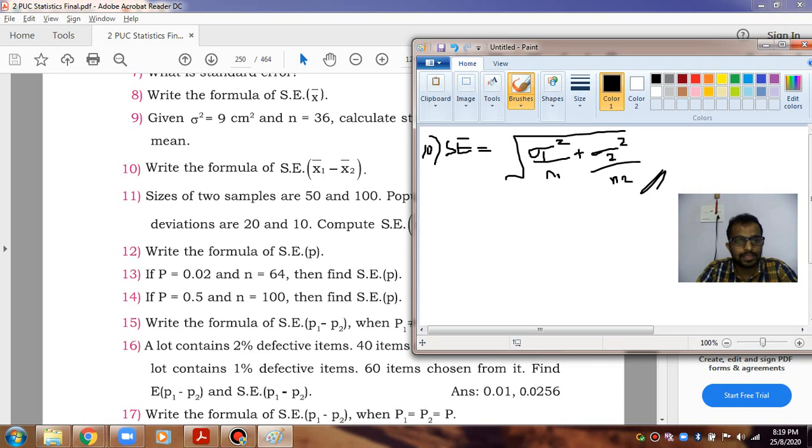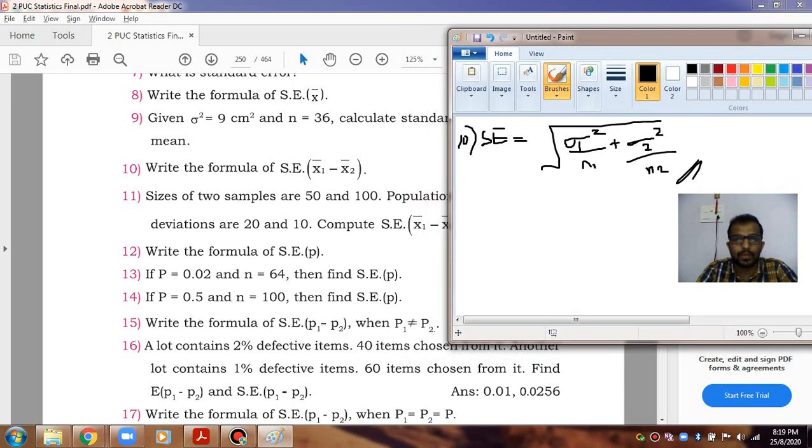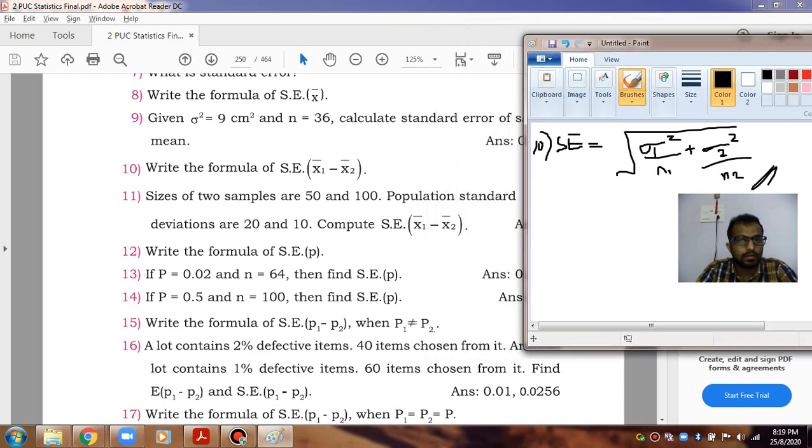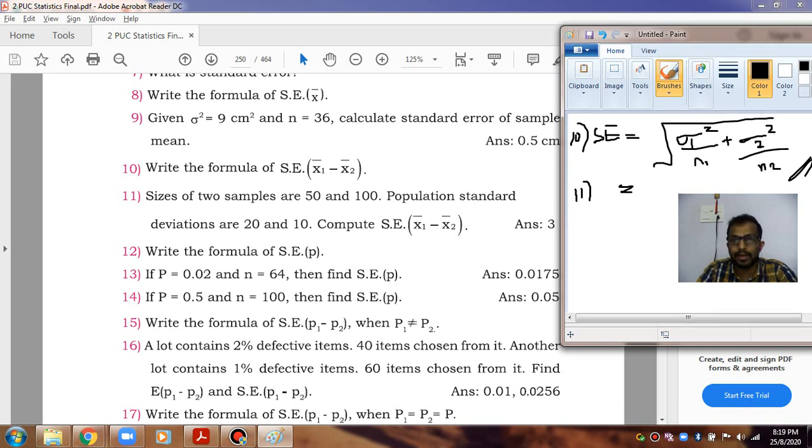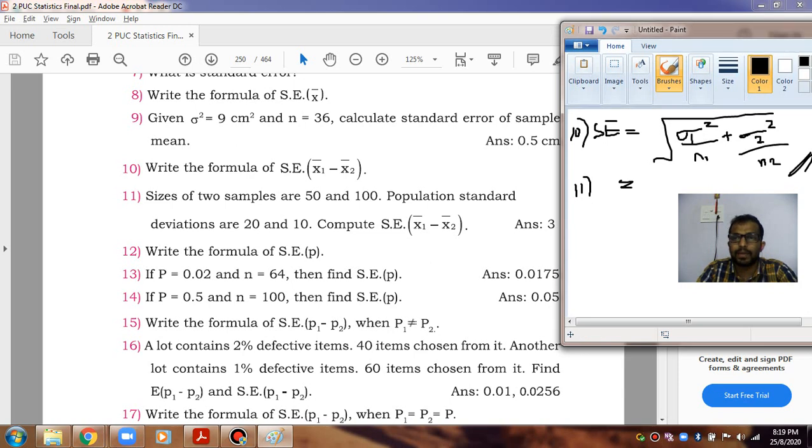Okay, let's do this 11th one, students. Size of two samples is given 50 and 100. Population standard deviations are 20 and 10. Compute SE. Same formula once again. Yes, students, same formula. Only thing is you have to substitute. I will not write the formula again, but in the same formula, just substitute.